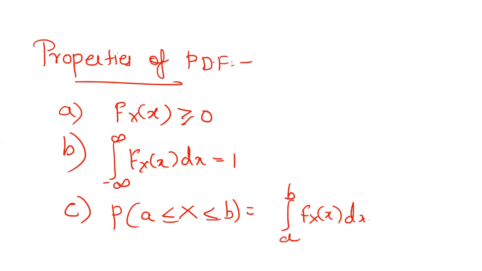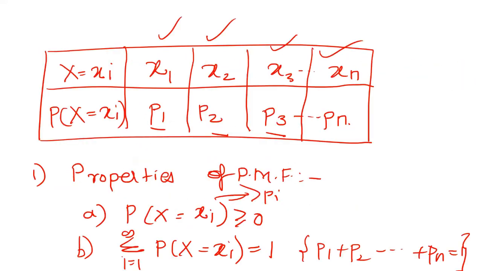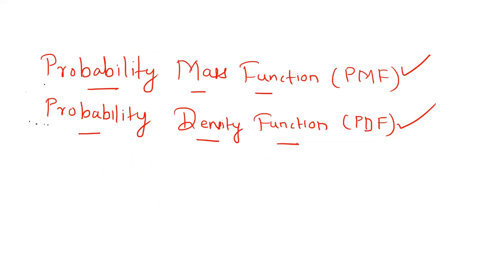This is very important. If I want to find out the probability from point A to point B, it's nothing else than the integration from A to B of fX(x) dx. I hope the basic properties and understanding are clear so that we can go on to solve numericals. I'll just revise the concept with you again.